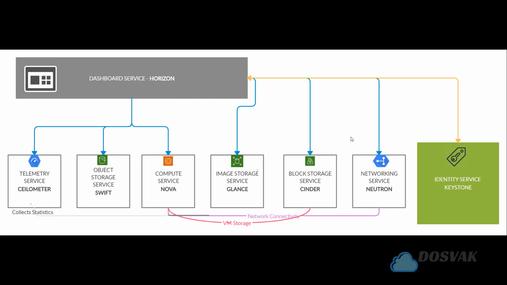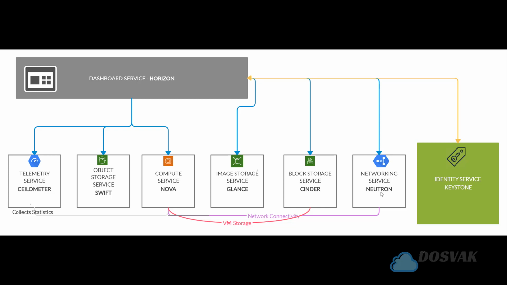So it interacts with the Keystone service. Keystone is the identity service which provides authentication as well as authorization to all the components via authentication tokens. And those authentication tokens have an expiry and validity period. And each of the services interacts with Keystone, as well as Horizon interacts with Keystone for authentication and authorization.